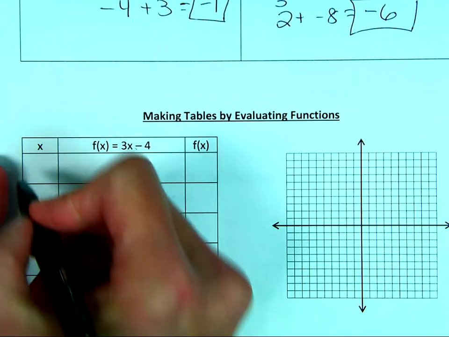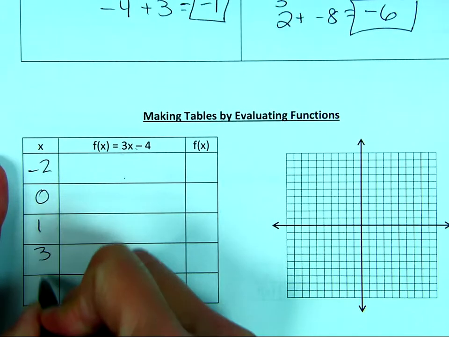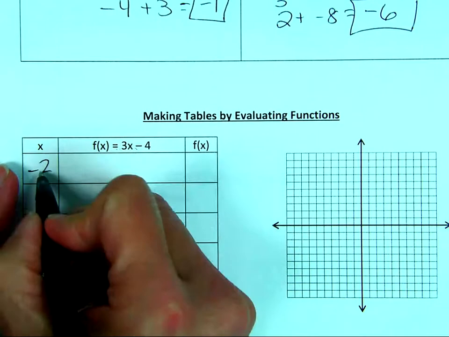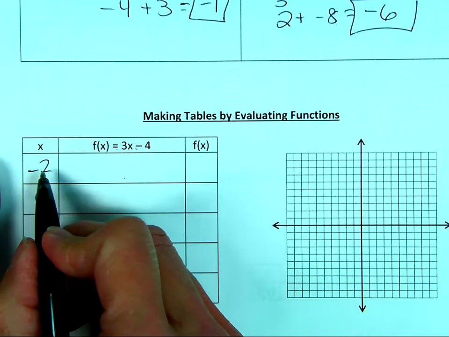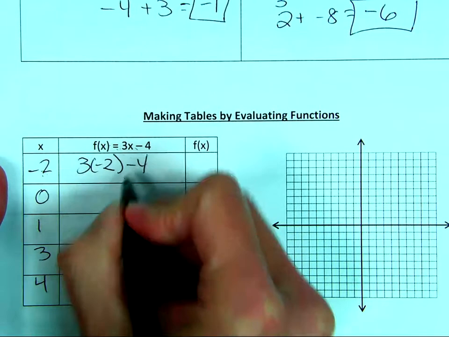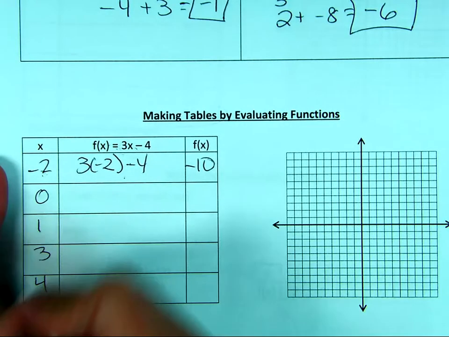So you can choose any numbers you want. I'm going to choose a negative 2, I'll choose a 0, a 1, a 3, a 4. It doesn't matter what you choose. So if I put a negative 2 in, remember I'm evaluating. So I'm finding f of negative 2. F of negative 2 says negative 6 minus 4. That would be a negative 10. Now I'm going to find f of 0.